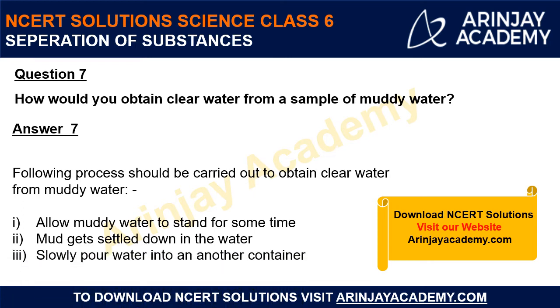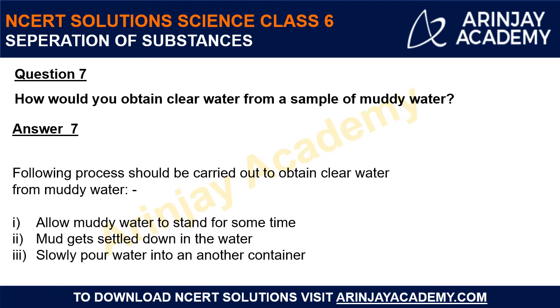The third step is to slowly pour the water into another container. So यहाँ पर अगर आप observe करोगे, so सबसे पहले हमने क्या किया? We did sedimentation. We allow mud to settle down. This is called sedimentation. Secondly, and the last thing that we did was to separate out the water from the mixture which has got separated. So this particular process is called decantation. So by these two methods we can obtain clear water from a sample of muddy water. Alright.